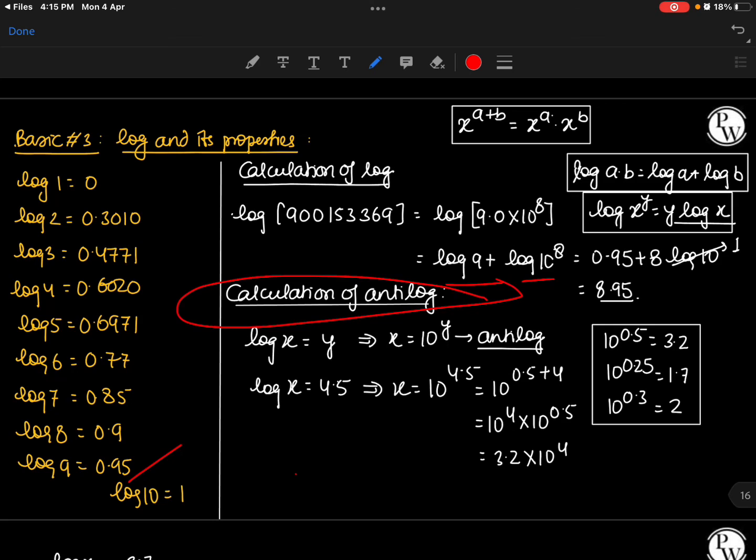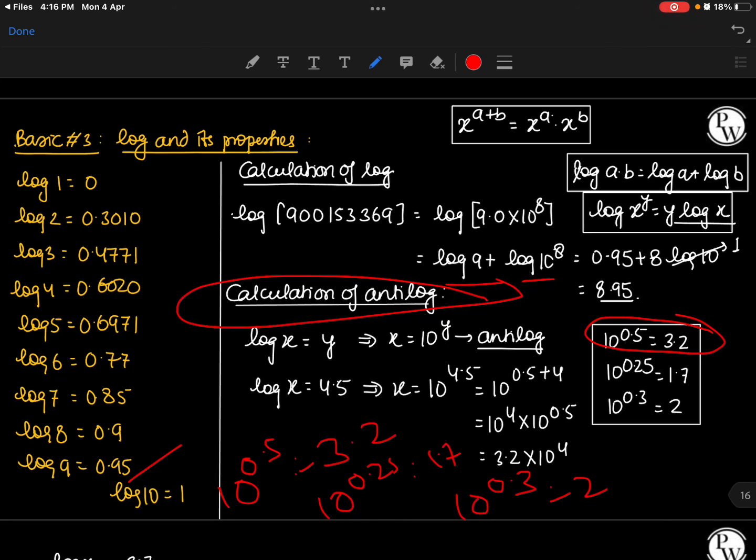Calculation of anti-log. Log x is equal to y, so x is equal to 10 to the power y. Remember the value of 10 to the power 0.5 is equal to 3.2, 10 to the power 0.25 is equal to 1.7, and 10 to the power 0.3 is equal to 2.